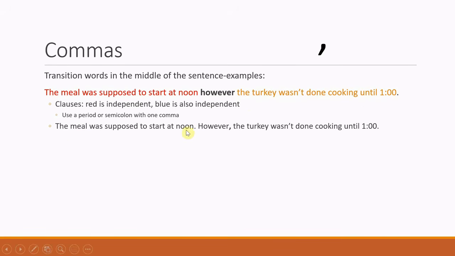So here's how you could write it. "The meal was supposed to start at noon. However, the turkey wasn't done cooking until 1 o'clock." In reality, what's happening here, that transition word should have been either at the end or beginning of a sentence. And it's really that first case example. Then you just want that one comma after the transition word.